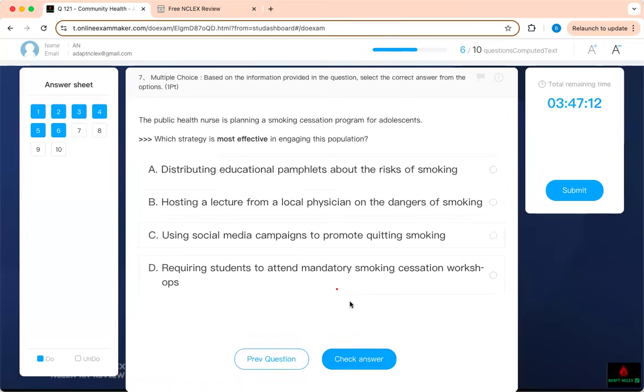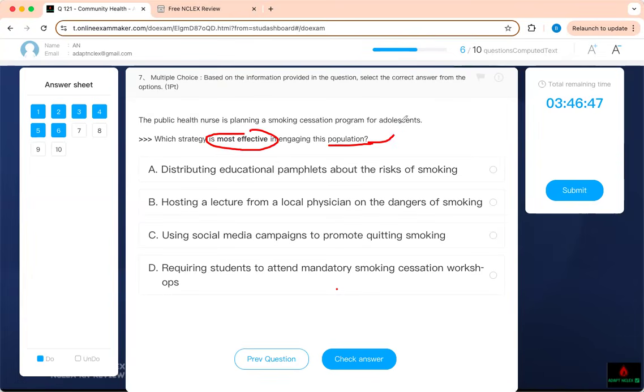Which strategy is the most effective in engaging this population? A public health nurse is planning a smoking cessation program for adolescents. Test taking strategy: step back, look at it, and say, "Whoa, what did they give me? What strategy is most effective?" That's the keyword right there. Most effective. Okay, well, most effective engaging this population.